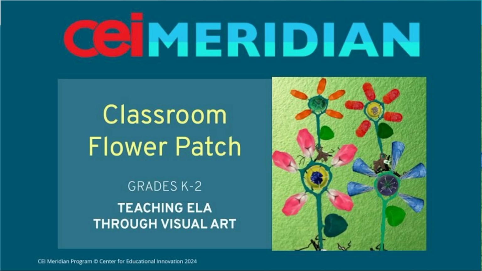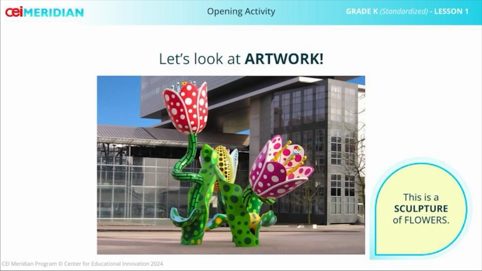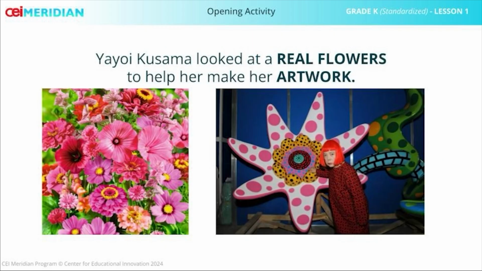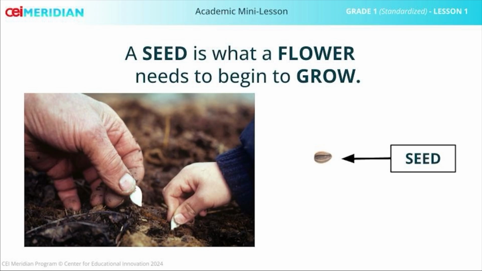And now it's time for me to model the actual teaching of the Classroom Flower Patch project as if I was teaching a class of K to 2 students at all levels, challenging them at every step of the project. For the first day of the Classroom Flower Patch project, we will learn about the seeds and roots of a flower, and we will begin making our flower sculpture, starting with the seeds and roots. During the opening activity, you'll learn about different artists who create flower-inspired artwork. For the academic mini-lesson, you'll read From Seed to Plant and learn more about the seed and the roots.